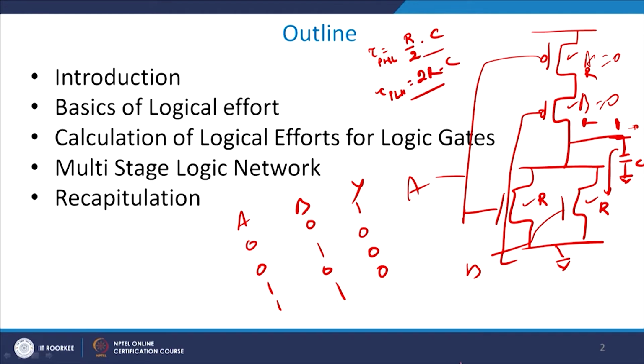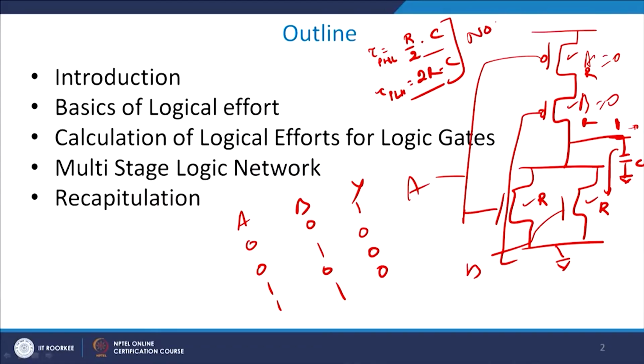So, if I assume that NMOSes and PMOSes offer exactly the same resistance in the on state, then tau PHL is RC by 2, whereas tau PLH is 2RC, and that is quite critical. Therefore, the low to high propagation delay is 4 times larger as compared to the high to low propagation delay. The same thing will reverse when you do a NAND 2 logic. This is for NOR 2 logic.